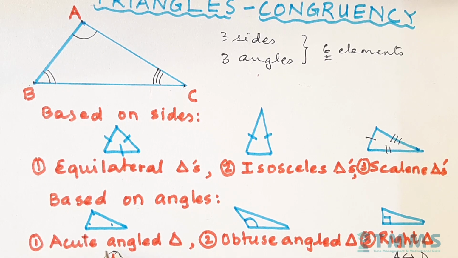Based on angles, we have acute angle triangle where all three angles of the triangle, they are less than 90 degrees. And acute angle is between 0 degrees and 90 degrees. So it is less than 90 degrees. In obtuse angle triangle, one angle is obtuse angle. The rest of them are acute angles. And in right triangle, one of the angles is a right angle.